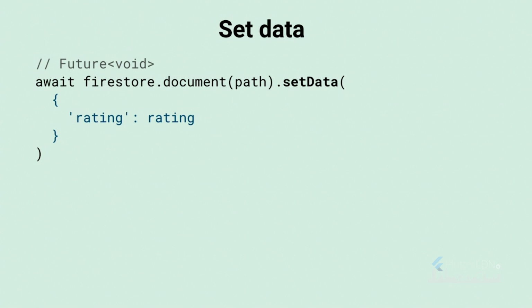And you can have a complex map. It doesn't have to be a one-level map, but it can be a really, really complex map. And you can even have arrays and similar things inside. This also returns a Future void. So even if you're doing a setData and you are not interested in the results, you still need to do an await call here.